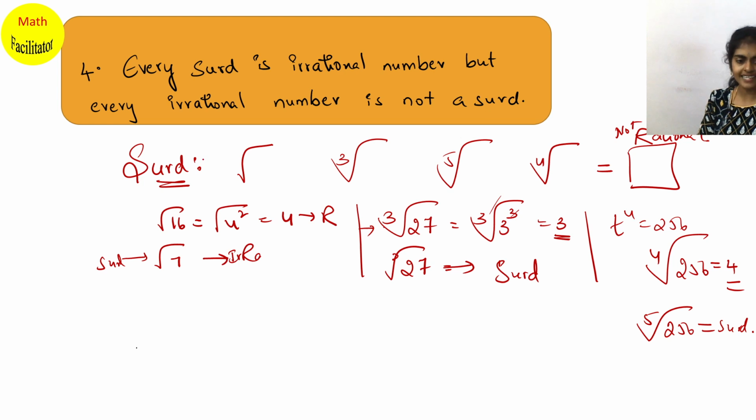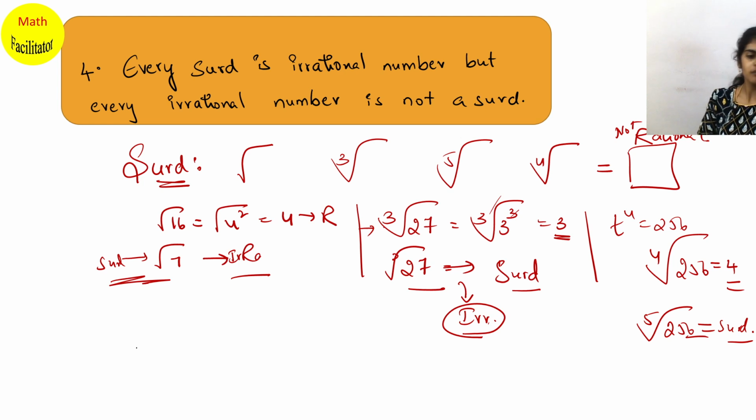So now they are asking, is every surd an irrational number? Yes, every surd is an irrational number. Every surd, it's irrational. Okay. So if you are not getting a rational answer, only then it is a surd. So I can say every surd is an irrational number. But every irrational number is not a surd.